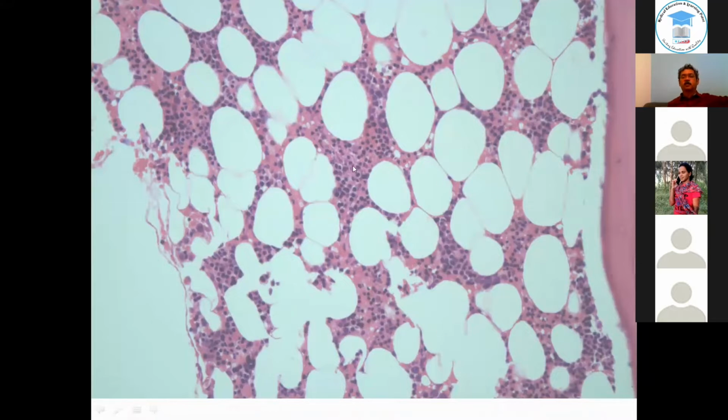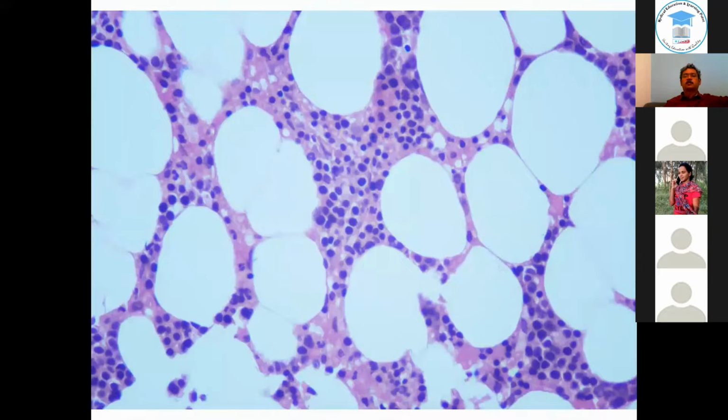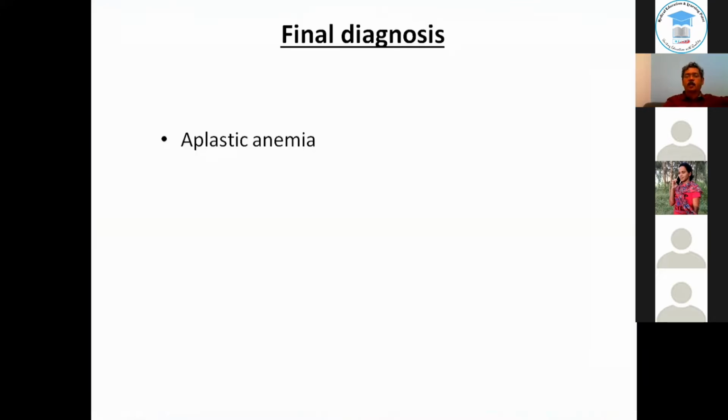And even in this area, which has hematopoietic cells, you find 50% or more of the marrow is just fat. This is just to re-emphasize what I just told you: ink spot nuclei, erythroid series cells, and fat. And our diagnosis was aplastic anemia. No great shakes, very easy to make the diagnosis.